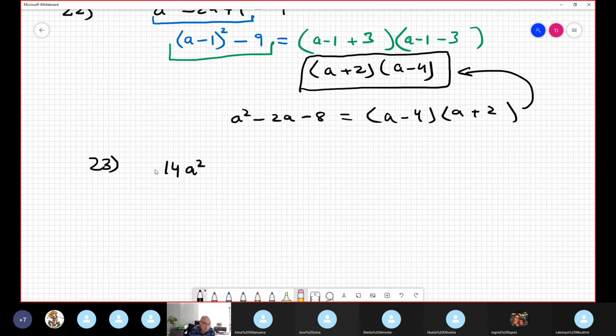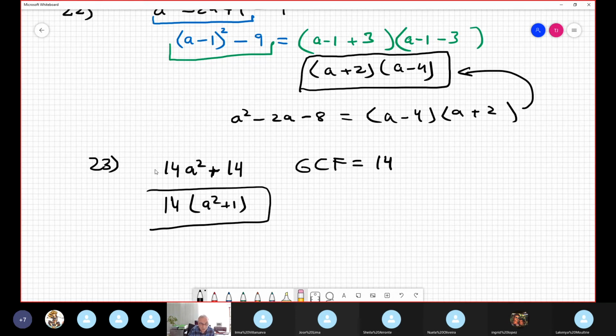14, a squared plus 14. This is a stupid problem. Okay, GCF. What is the GCF in that case? 14. You factor out 14, a squared plus 1. Can we continue or no? Is a squared plus 1 a factorable expression or no? No. So this is the final answer, because it's a sum of squares. Clear or confusing?